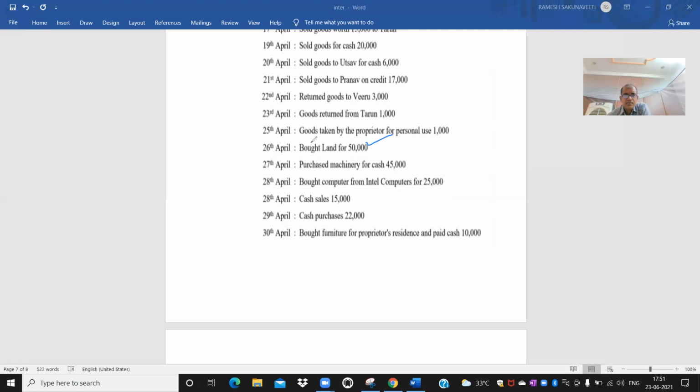Next one. Is it over? Bought land for 50,000. Yes, sir. Purchased machinery for cash 45,000 rupees. What is the journal entry? Machinery account data to cash account. Very good. Next one. What is the journal entry? Bought computer from Intel Computers for 25,000 rupees. Intel computer account data to cash account.